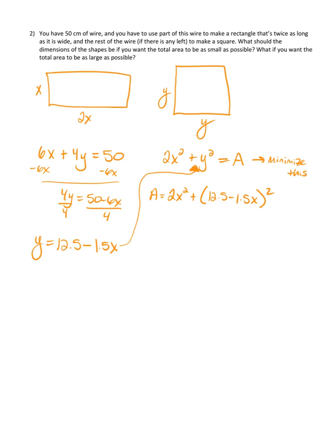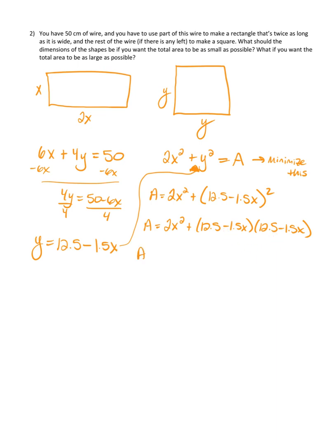Now I have area as a function of one variable, just x's. I just have to simplify this and find its minimum. So I'm just going to rewrite this formula. So I have 2x squared plus 12 and a half minus 1 and a half x squared means 12.5 minus 1.5x times 12.5 minus 1.5x. And then I have to FOIL these two binomials to multiply them together.